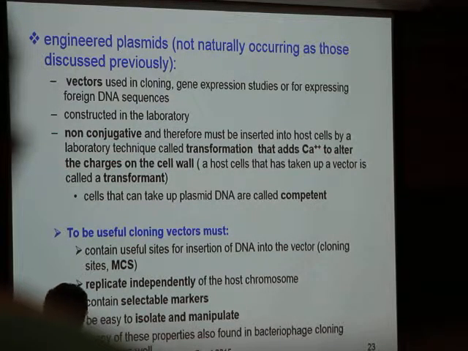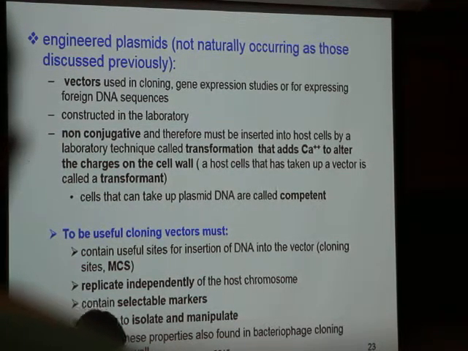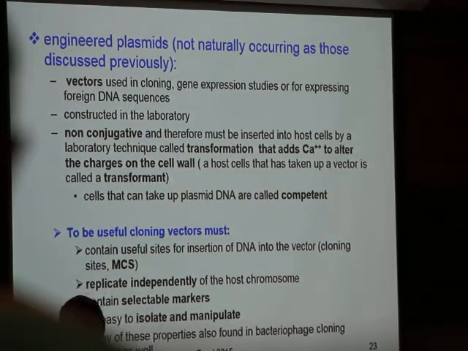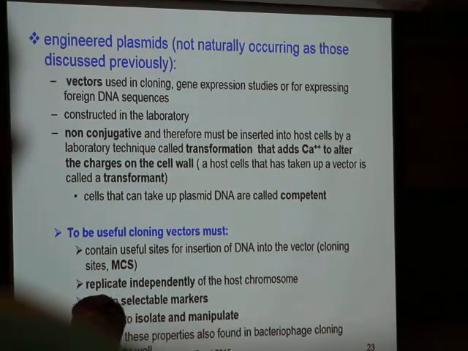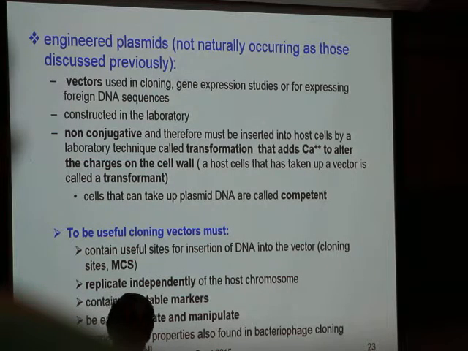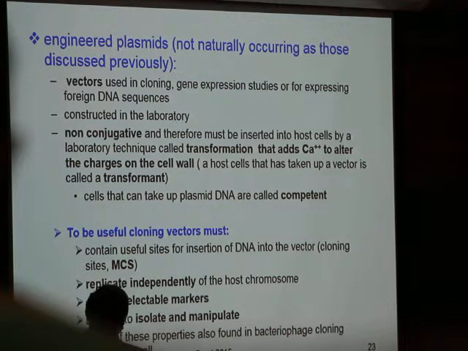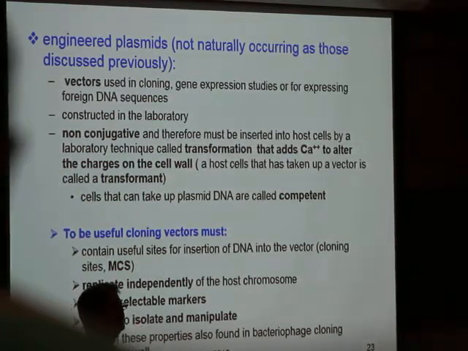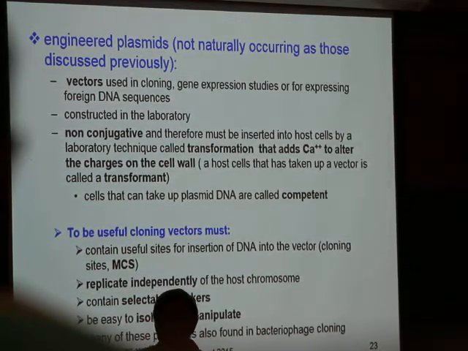It has to be able to replicate independently of the host chromosome, so it needs an origin. And we talked about the types of origins that are found in engineered plasmids. They have origins such that they get multiple copies of the plasmid. They need a selectable marker, which is usually antibiotic resistance.